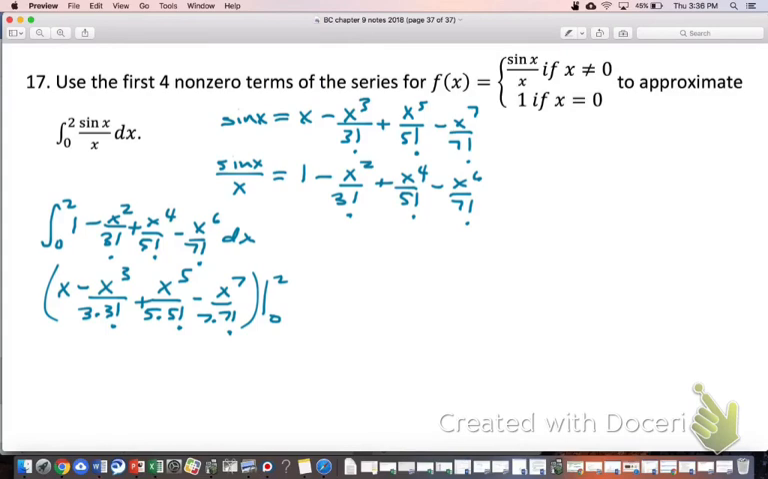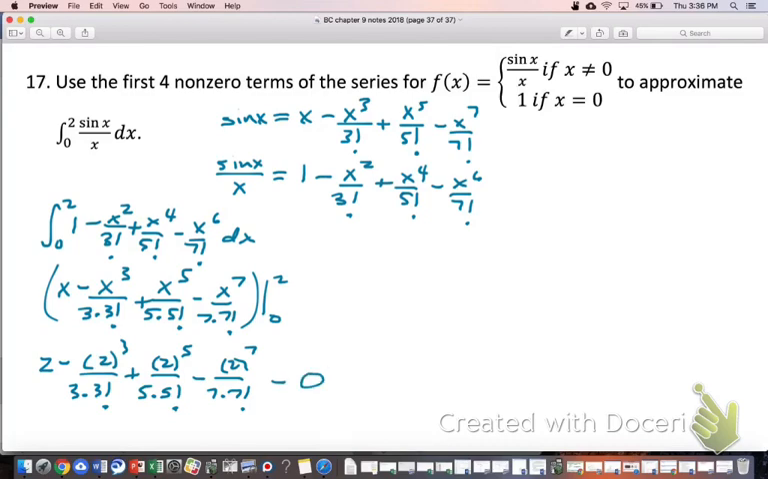Okay, so using FTC1, I'm just going to plug in the 2 for x and the 0 for x. That's going to give me 2 minus 2 cubed over 3 times 3 factorial plus 2 to the 5th over 5 times 5 factorial minus 2 to the 7th over 7 times 7 factorial. And maybe you notice that since all those terms just have an x in the numerator, plugging in a 0 is just going to yield 0. I have no idea what that's going to end up being, so I'm going to pause here and check my calculator, and we'll figure out what this will end up being.